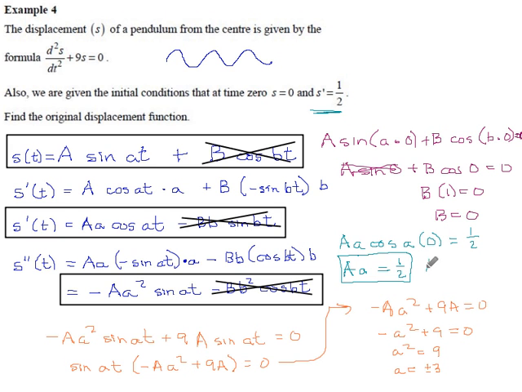We can say big A is 1/2 divided by little a, 1/2 divided by 3, let's say, equals 1/6. Okay, so we've got our amplitude, we've got our frequency. This is starting to look good.